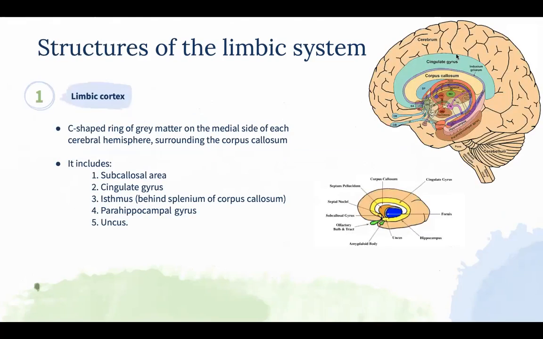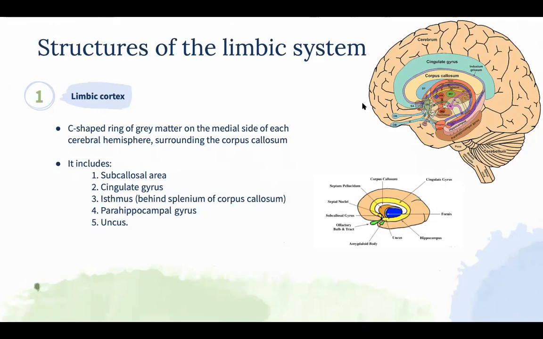The limbic cortex. It's a C-shaped ring of gray matter on the medial side of each cerebral hemisphere surrounding the corpus callosum. Corpus callosum زي ما أخذنا هي white matter bands بين two hemispheres. الجزء اللي فوقها على طول أو يحيط بها هو limbic cortex. It includes the cingulate gyrus, طيب, the parahippocampal gyrus, the isthmus and the uncus هنا, and the subcallosal area.